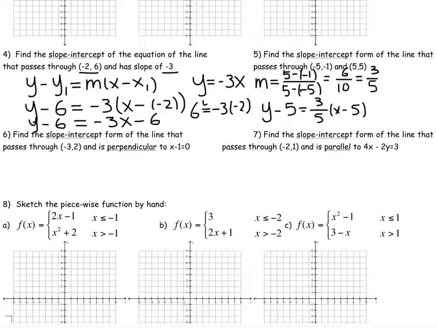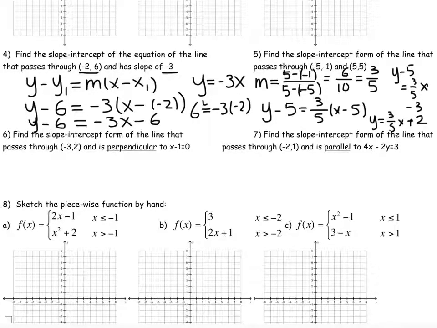So same procedure as before, as the example number 4. y minus 5 equals, so distribute the 3/5 to both terms, 3/5 of x minus 3. Add 5 to both sides, so our final equation is going to be y equals 3/5 of x plus 2. And definitely check your answers by plugging the points back into the equation.